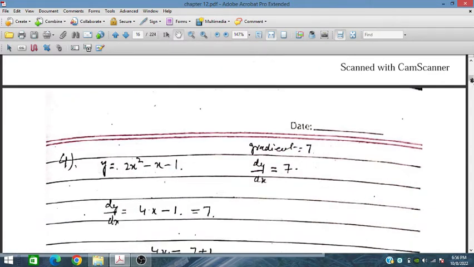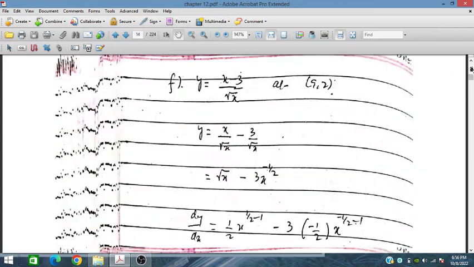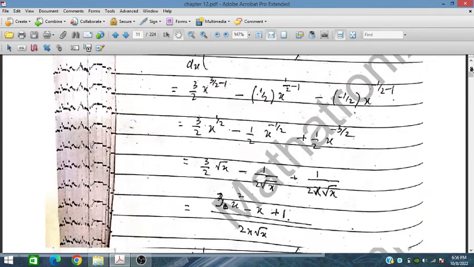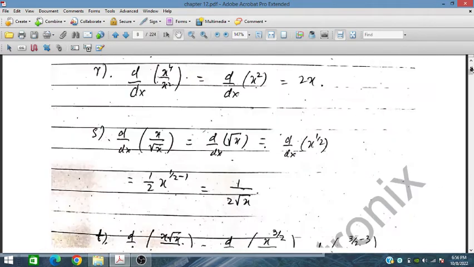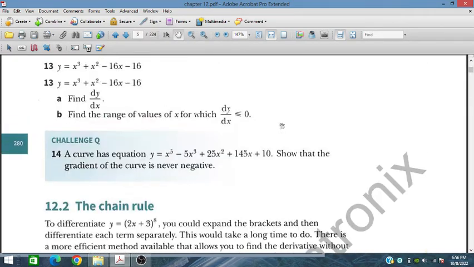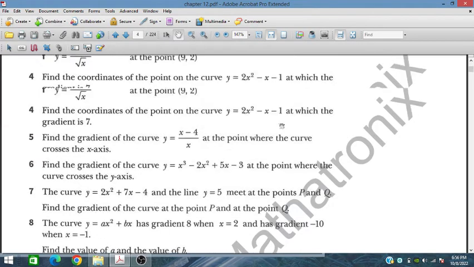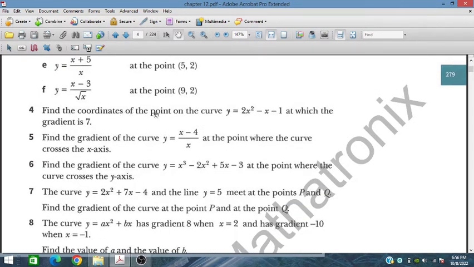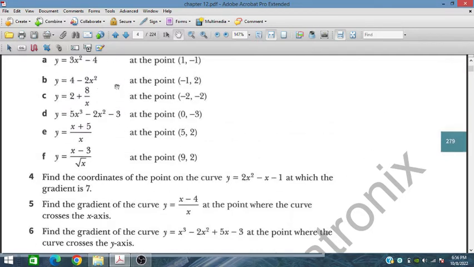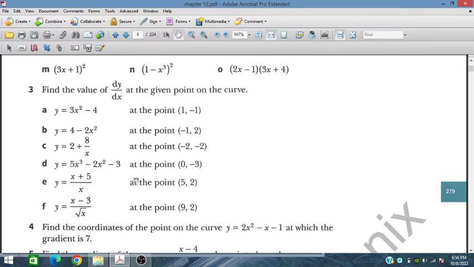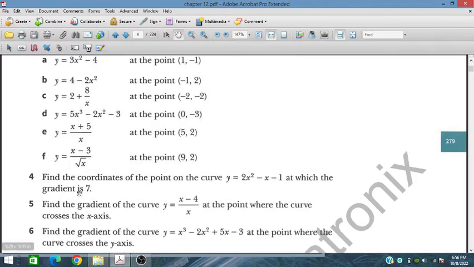Let's move to question number 4. Find the coordinates of the point on the curve y is equal to 2x square minus x minus 1 at which the gradient is 7. The gradient is given, the curve is given, and we have to find the coordinates. It is just the reverse of problem number 3. In those problems, the curve and points are given and we have to find the gradient. Here the gradient is given, the curve is given, and you have to find the coordinates.